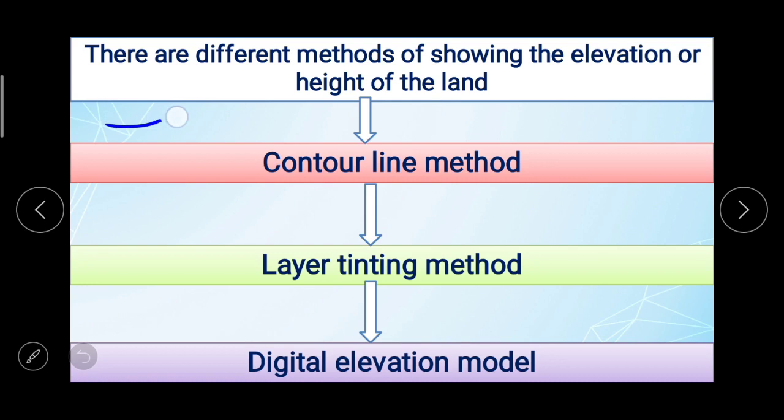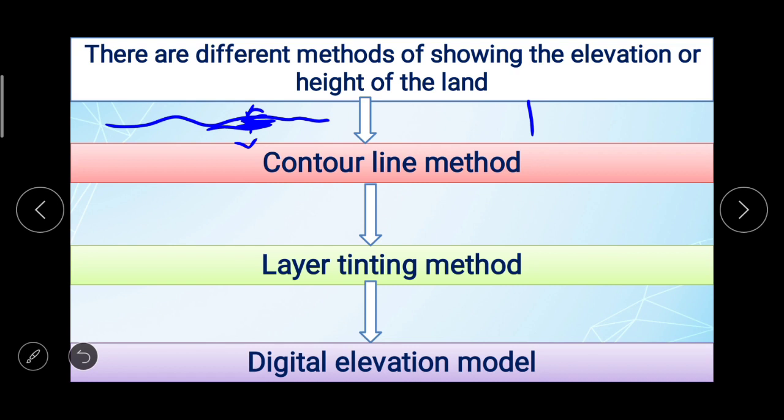जैसे ये लेंथ है, अच्छे से दिखा सकते हैं. ये width है लेंथ की, जैसे इसको ऐसे ऐसे करके हम दिखा सकते हैं in this way. But the height and depth cannot be shown as easily. And to solve this problem, there are different methods of showing the elevation or height of the land.